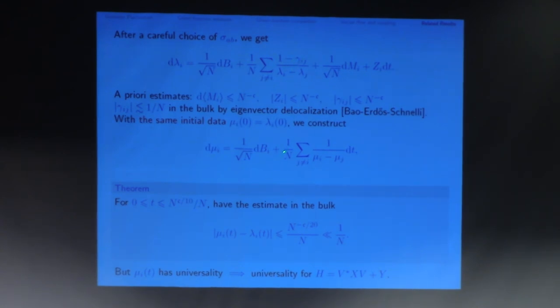Then you take a Dyson-Brownian motion and couple them together. Once you couple them together, you show that this coupled dynamics converges to equilibrium very fast, once again using similar ideas. Then you show that the eigenvalues mu_i and lambda_i are close to each other. On the other hand, this mu_i reaches the Wigner-Dyson statistics. So this way you prove that the lambda_i will also be universal. So this is another way of using the dynamics.